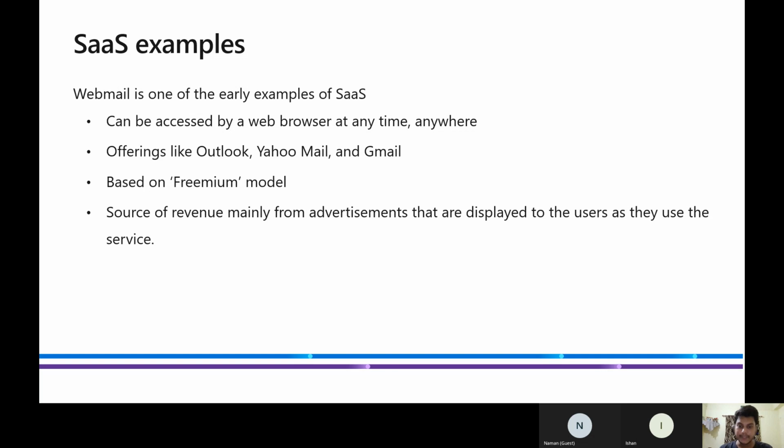Let's talk about the examples. As I told, Gmail, similarly Yahoo and Outlook are also examples of it, with a premium model, and these are the basic examples. Postman, as I told, is also an example of SaaS.